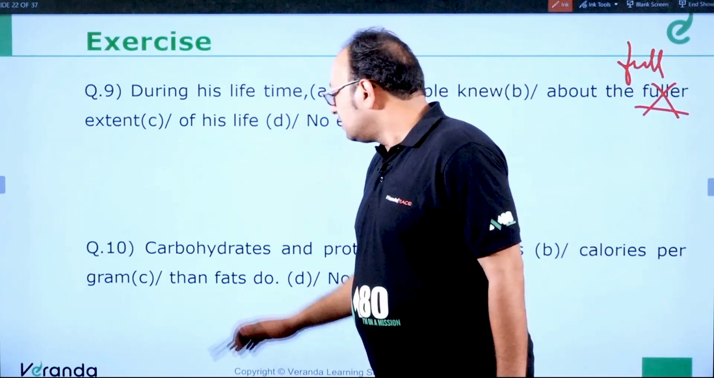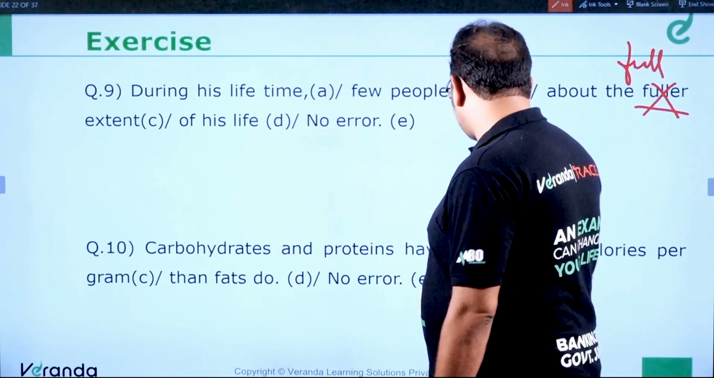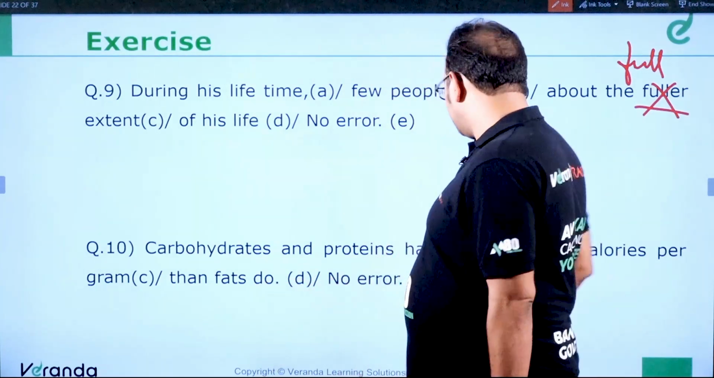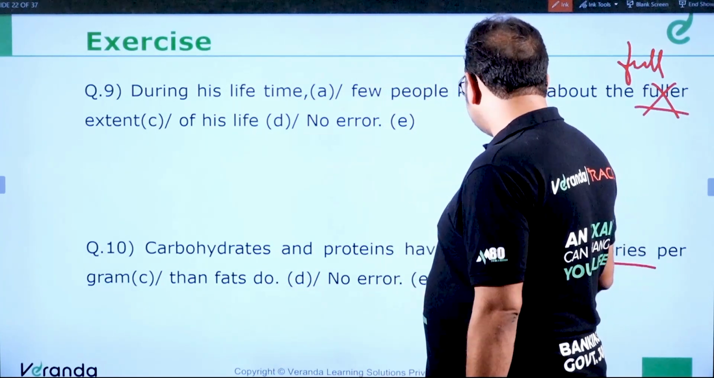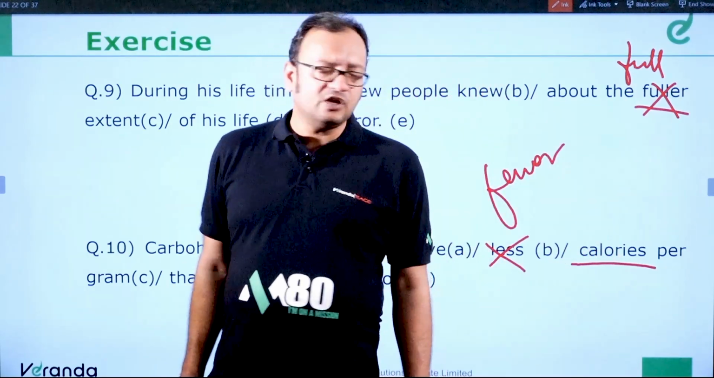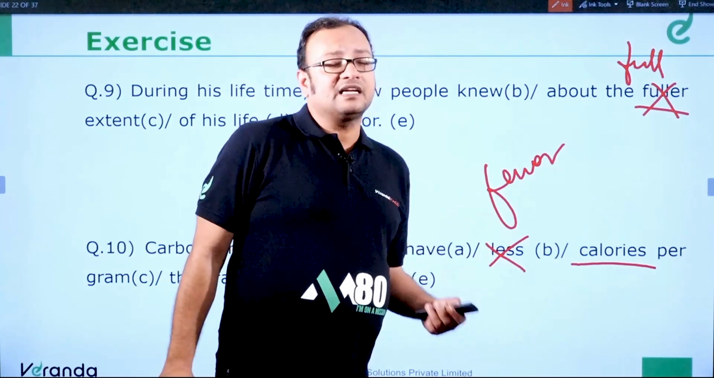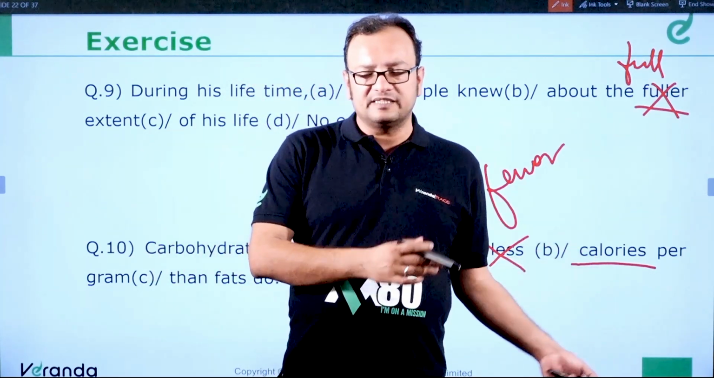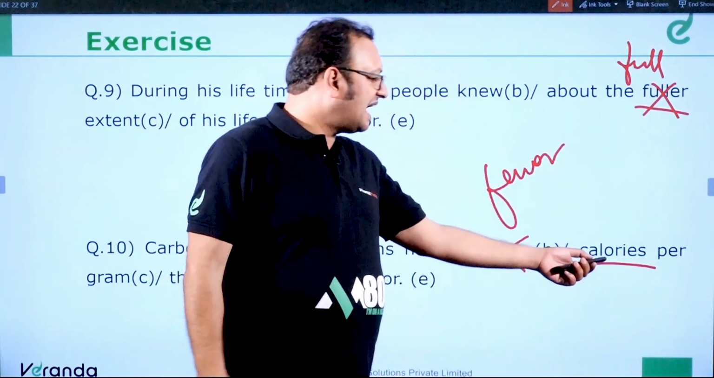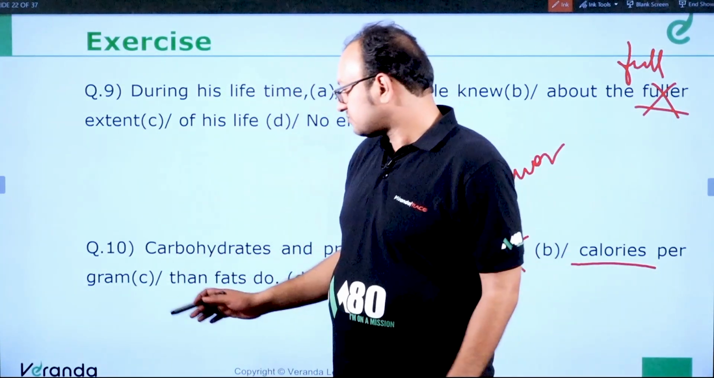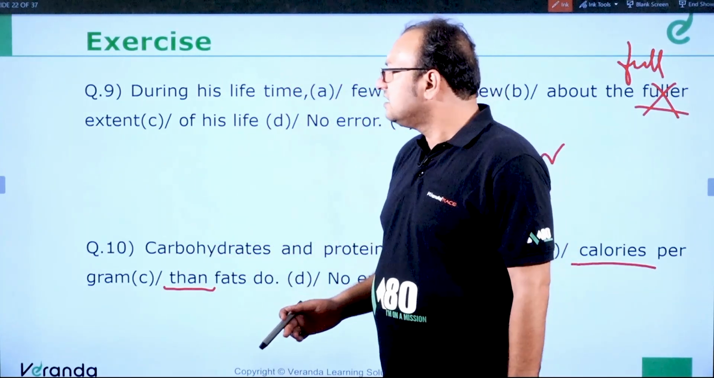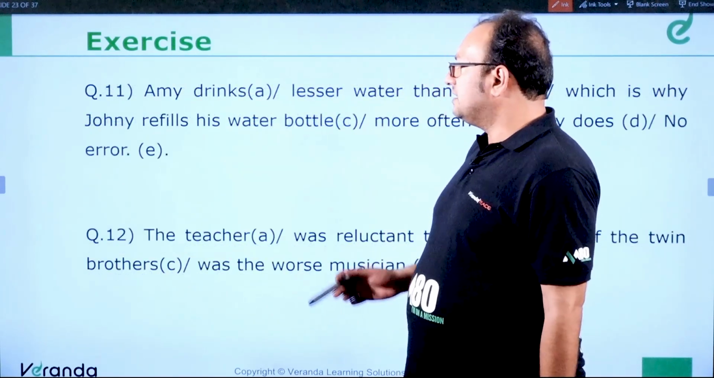No problem. Carbohydrates and proteins have less calories per gram than fats do. Very easy question. Calories can be counted. So it shouldn't be less, it should be fewer. I'll tell you why. Calories can be counted. So I described you a few minutes ago that for countable things, few, fewer, fewest. And because than has been used over here, we'll use the comparative form. So it should be fewer than. Clear?